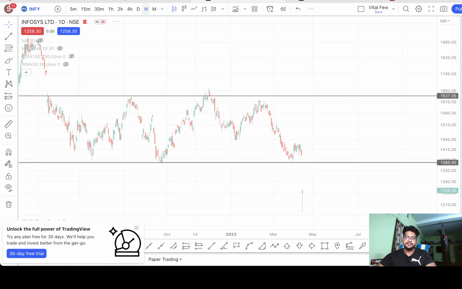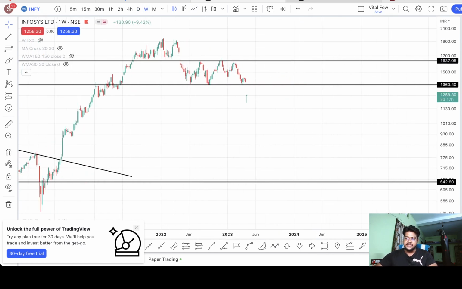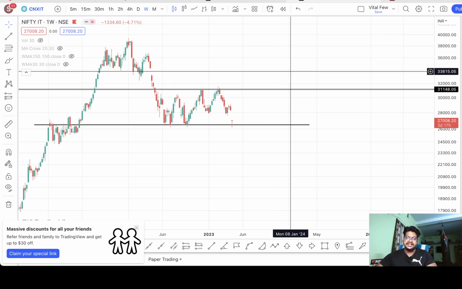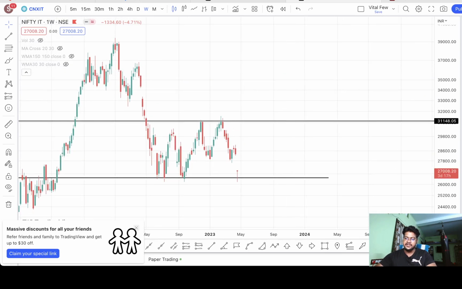Okay, so now let me go back to weekly time frame and show you something interesting. Okay, so this is Nifty's IT index, and you can see the same price action here also. The price dropped to this level of around 27,000. Okay, now if you notice clearly, then it has touched this previous level, which has acted as support multiple times, 3 times at least. Okay, and the level is same 27,000.